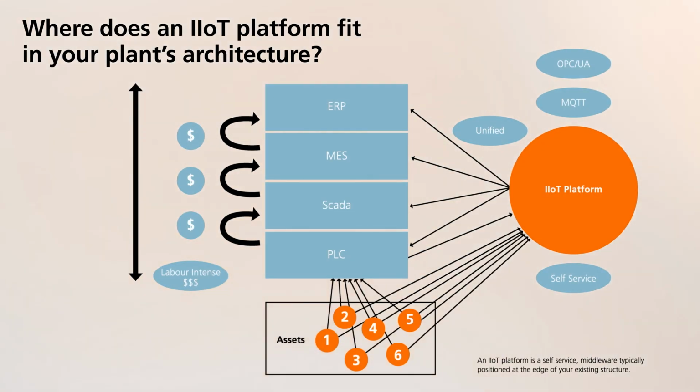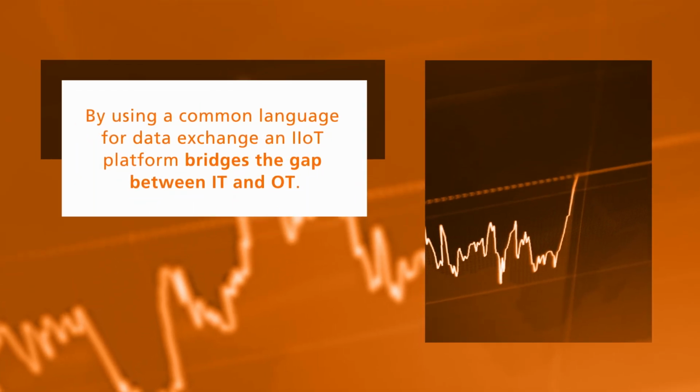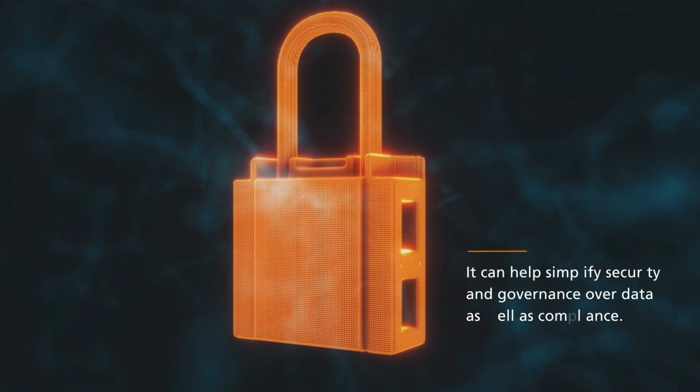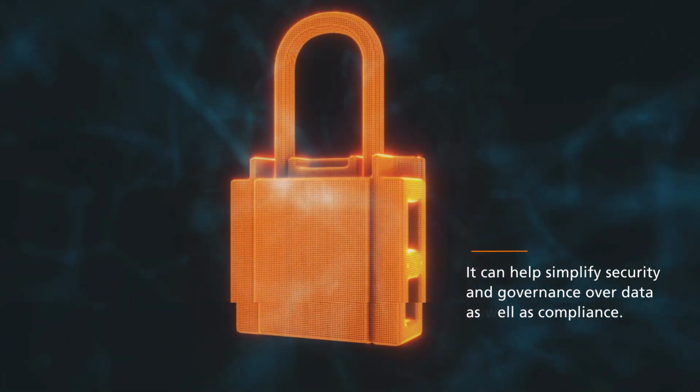So where does the IoT platform fit into your plant's architecture? It is typically positioned at the edge of the network. It acts as a middleware layer between industrial equipment and enterprise systems. Because the platform uses a common standardised language of communication, it enables data exchange between different systems, including legacy equipment. This is the key to bridging the gap between informational technology, or IT, and operational technology, or OT. It can also act as a sentinel over data, ensuring data is protected and compliant with regulations.